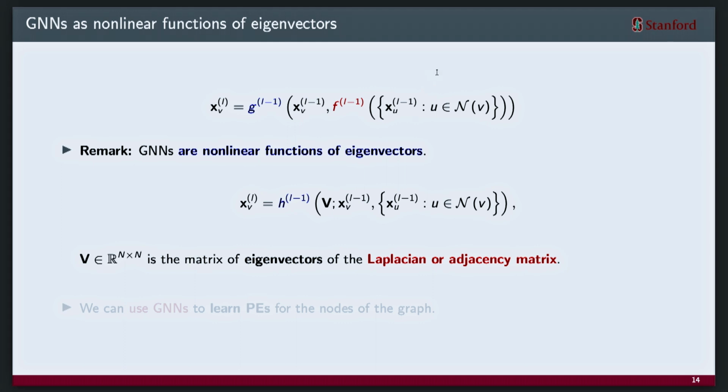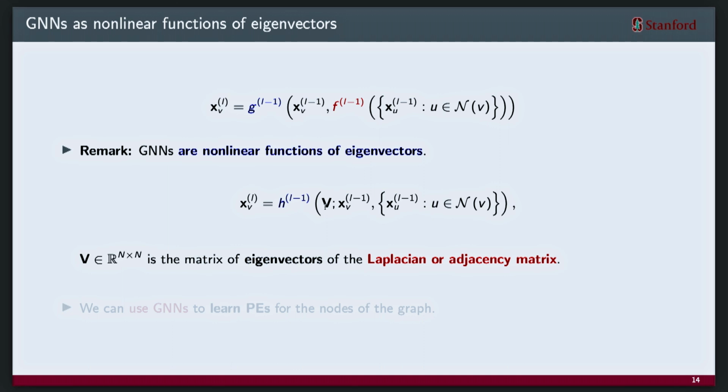So to be more precise, we have this update here, and this update is exactly a nonlinear function h, which can be an MLP, of the eigenvectors V. So V is the matrix of eigenvectors, and this function is parameterized by the update of V at the previous layer and the update of neighbors of V. So actually, this observation is pretty cool because it implies the following.